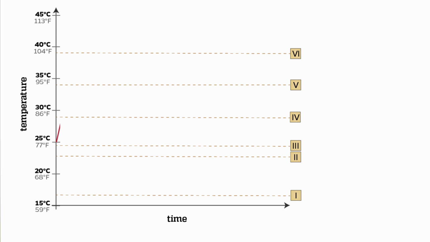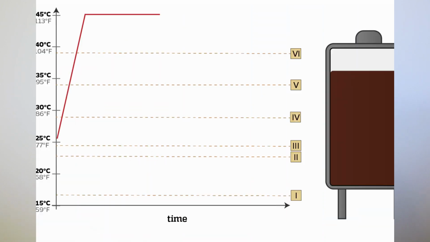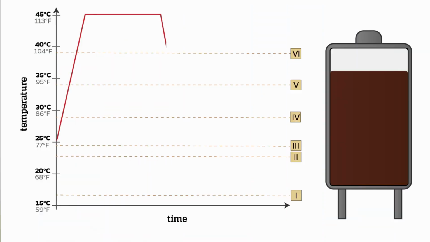We start by heating everything up to around 45 degrees Celsius so that all the chocolate is fully melted. Since this temperature is above the melting point of all 6 phases, no crystals can form and the chocolate stays liquid. Let's just imagine what would happen if we cool the chocolate down to room temperature and kept it at 25 degrees Celsius. We're still above the melting points of phases 1, 2, and 3, so we won't expect to see any phase 1, 2, or 3 crystals.